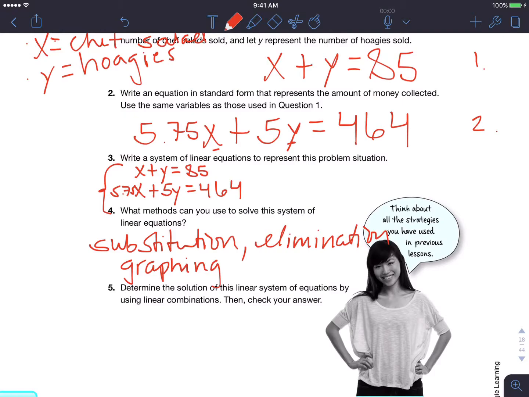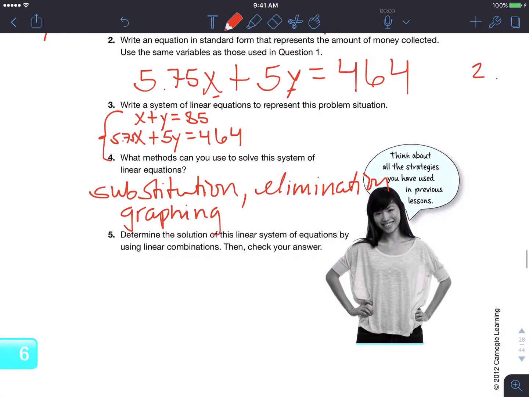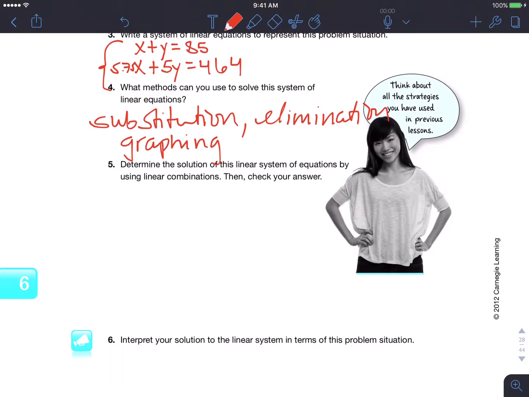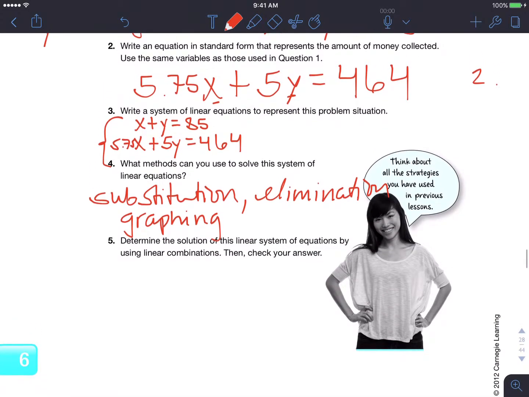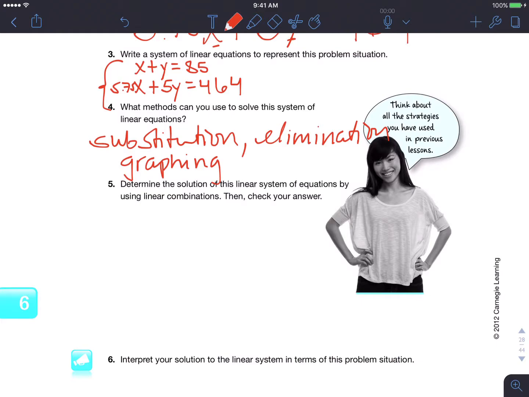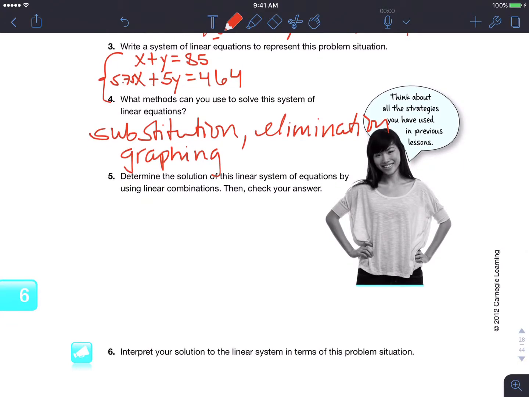So those are the 3 methods we can use. Number 5, determine the solution of the linear system of equations by using linear combinations, then check your answer. So they want you to use linear combinations, which we said in previous sections is the elimination method. I will let you solve these problems any of the 3 methods that is easiest for you.